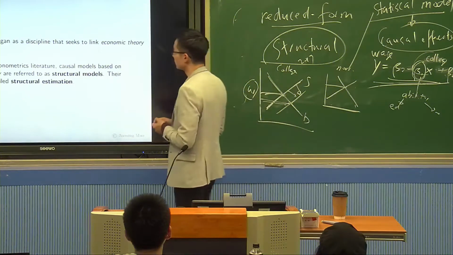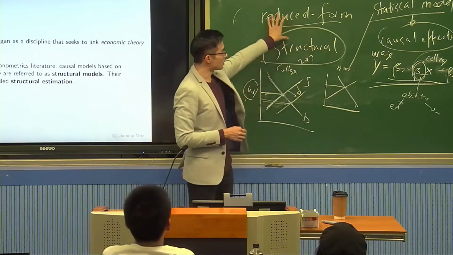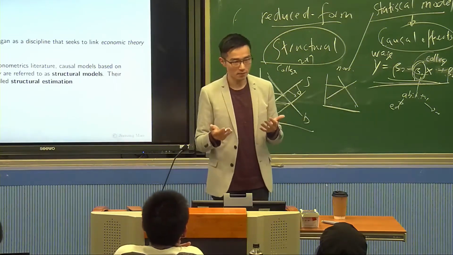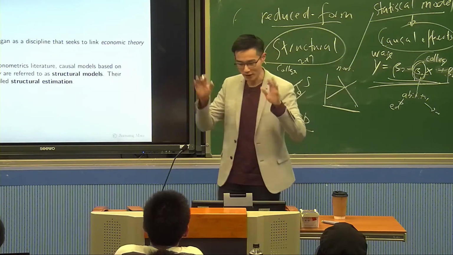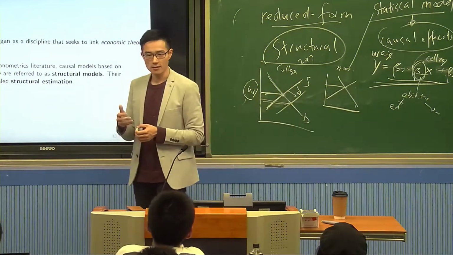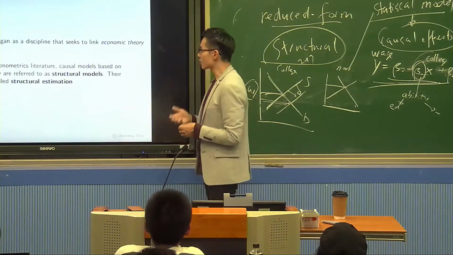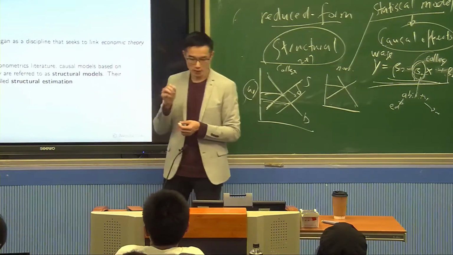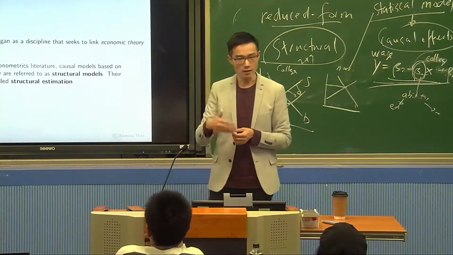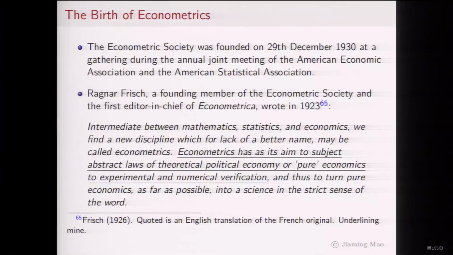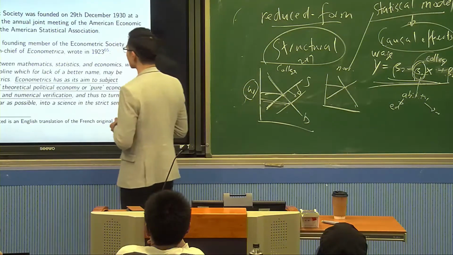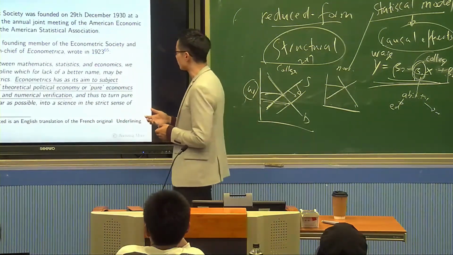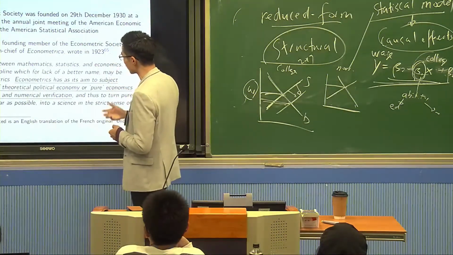Now, it turns out that the structural approach is actually probably older in one sense, because when economics was first invented, it began as a structural approach. Okay, so econometrics began as a discipline that tried to link economic theory to data. Economic theory features very importantly in the founding of econometrics. All right. So the Econometric Society was founded in 1930, and it was actually founded during a gathering of the American Economic Association and the American Statistical Association.